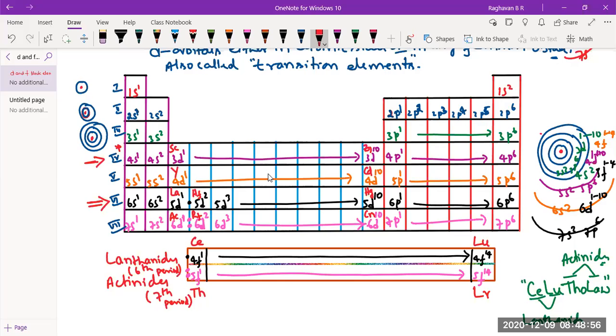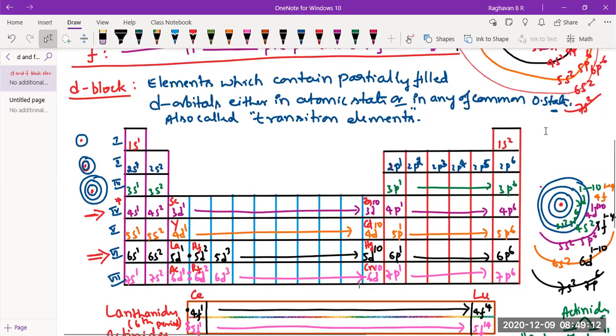Is that okay? So lanthanides are from the 6th period, Cl to Thola. Actinides are from the 7th period, that is thorium to lawrencium. So this much you know. If you are interested to write something, I can give you some time. Otherwise, I can proceed. Are you writing anything?